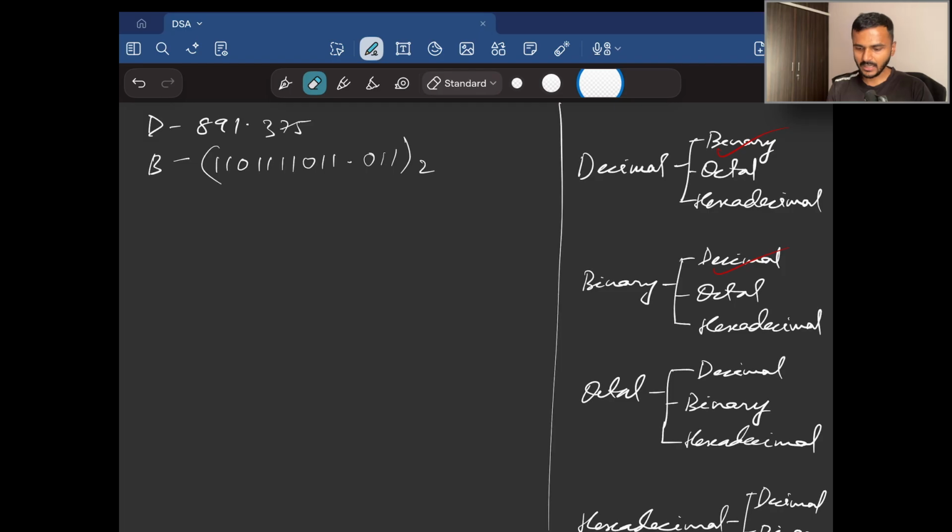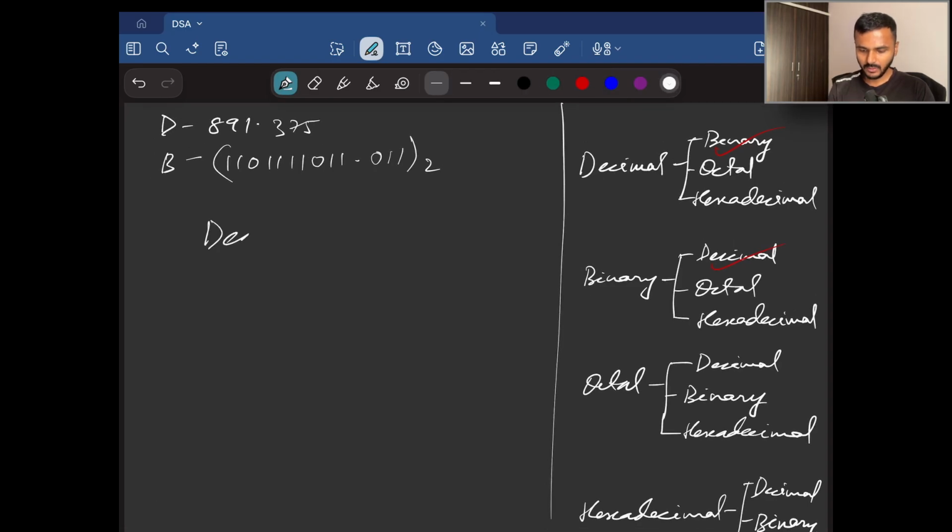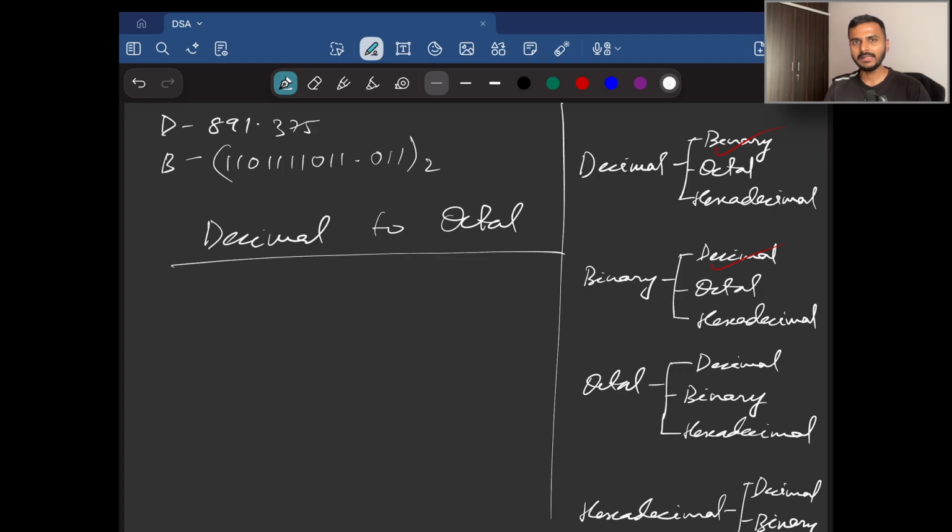Next, let's discuss how we can convert decimal to octal. Now the process of conversion from decimal to octal will be similar to binary. The only difference will be that instead of dividing by 2, we will divide by 8. And for the fractional part, instead of multiplying by 2, we will multiply by 8. So let's solve this quickly. Again, we'll do it in two separate parts, for 891 and separately for 0.375.